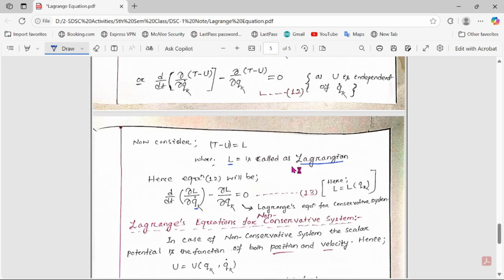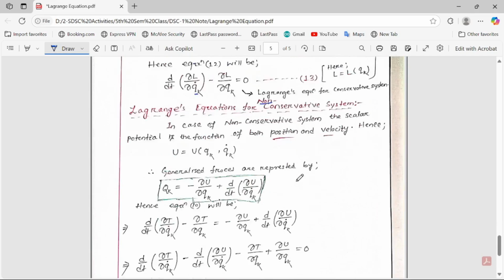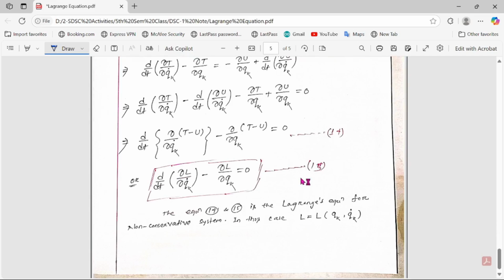And L is nothing but kinetic energy T minus potential energy U of the system. This T is the kinetic energy, and U is the potential energy of the system. In the case of a non-conservative system, the Lagrange equation is also found in the same format: d by dt of del L by del Qk dot minus del L by del Qk equal to 0.